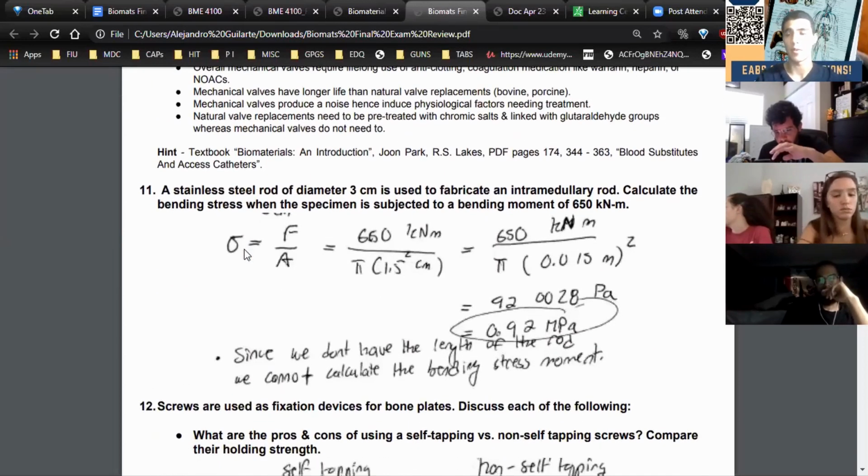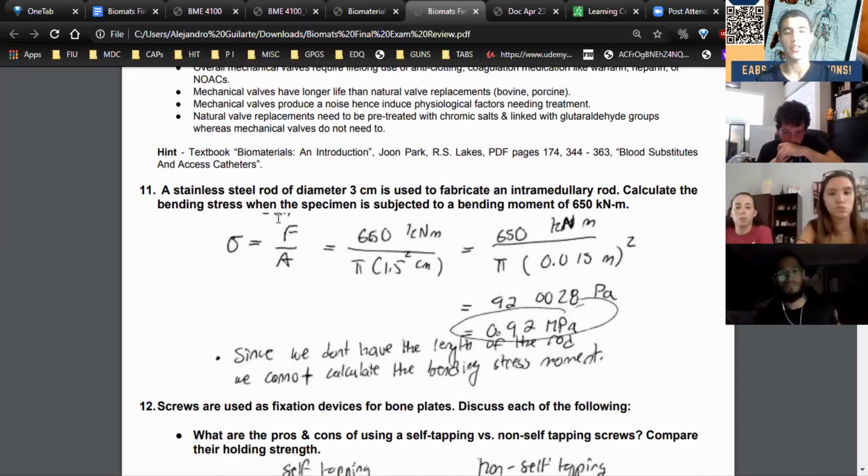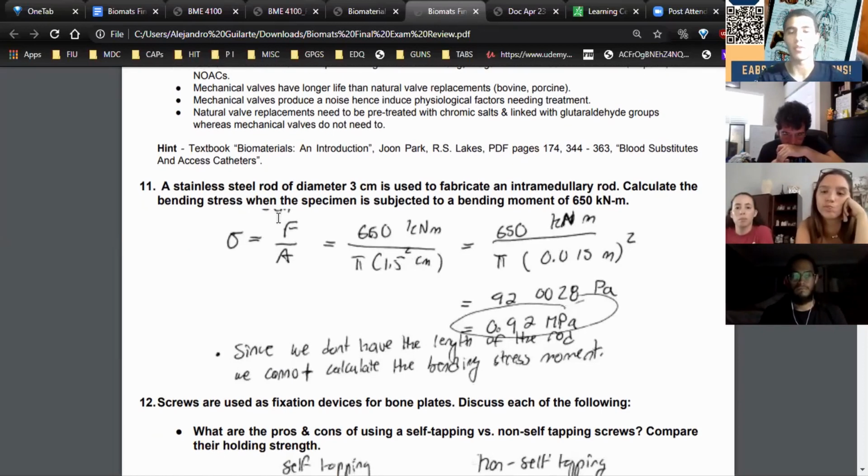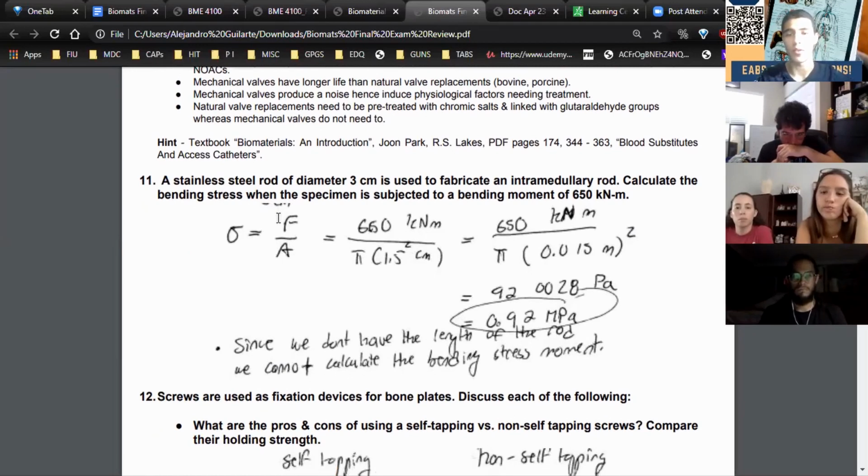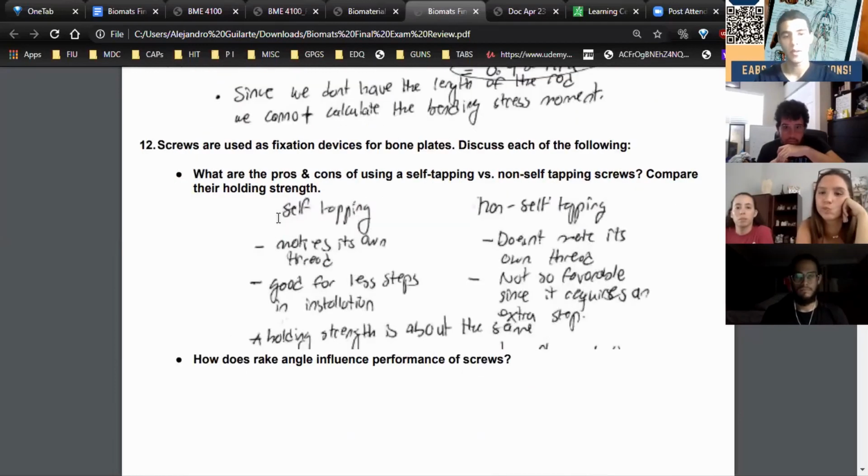For number 11, we actually did not understand that question when we had the test, but this is what we had so far. So when you have a stainless steel rod and they wanted you to calculate the bending stress, the reason why it was left incomplete is because, at least we think, you can't calculate the bending stress if you don't have the length of the rod. So if you guys understand this question and can find the answer, then kudos to you. For number 12, it was 5 questions. So he wanted us to answer these 5 different questions. For number 1, it was the pros and cons of self-tapping versus non-self-tapping screws.